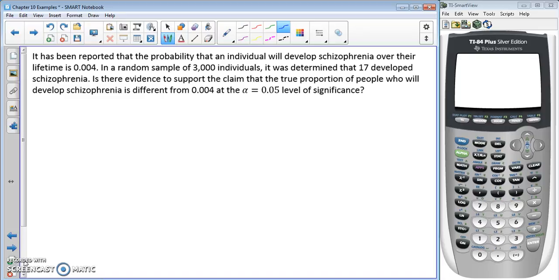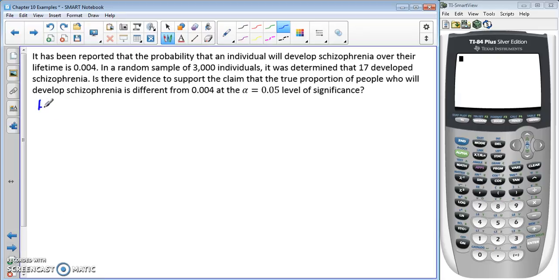So we're going to go through and do this problem with the classical approach and the p-value approach. Some problems are going to ask you for one versus the other, so we're going to work through both of those methods. So the first thing we're going to do is write out our null and alternative hypotheses.